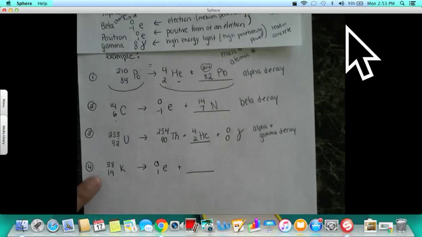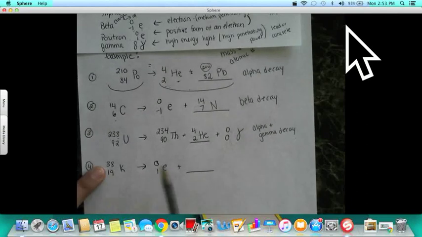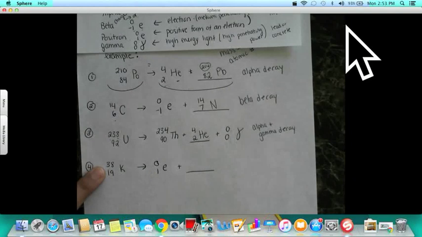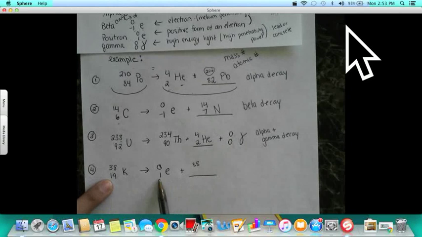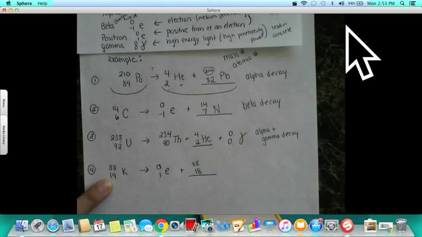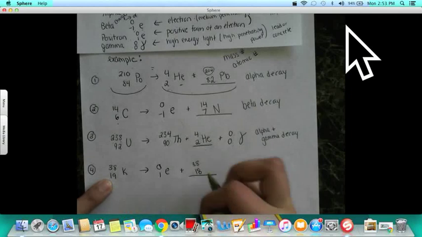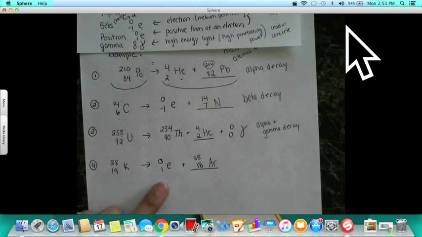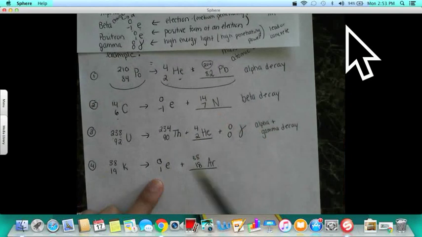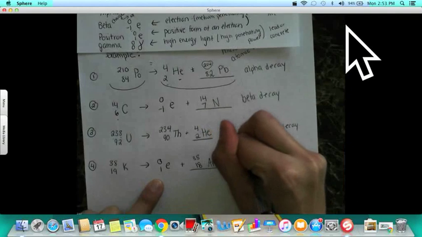So let's look at our last example. We have 38 on our reactant side, and that's equal to 0 plus some number. So that number has to be 38 in order to make it balanced. And then over here we have 19, and on the bottom we have 1. So in order to make this equal on our reactants and product side, this number would have to be 18, right? 19 minus 1 is equal to 18. Then we can look up 18 on the periodic table and see that that is argon. So we look at the nuclear particle, which is 0,1 e, and so we can call this positron decay.